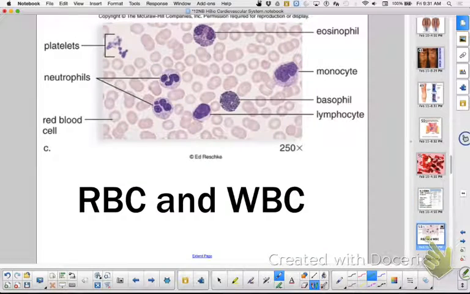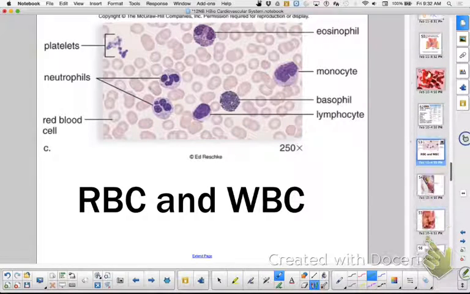All right. Now, red blood cells. What's the job of a red blood cell? Carry oxygen. Carry oxygen. Okay, good. So red blood cells contain hemoglobin and function in oxygen transport. So when you look at this picture here, you can see all the discs. There's more red blood cells than there are what? White blood cells. Good.